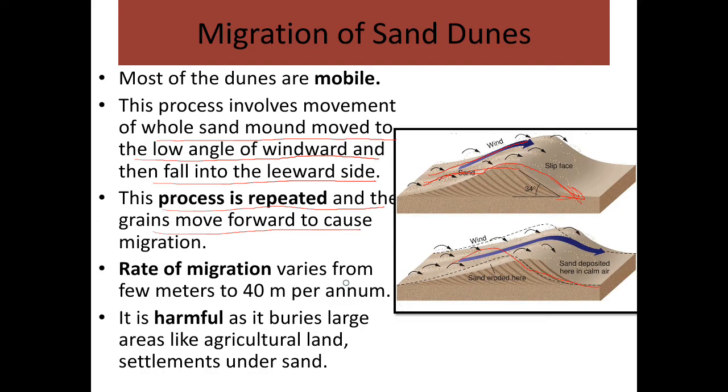The rate of migration varies from a few meters to 40 meters per annum, so it's a very slow process. It is harmful as it buries large areas like agricultural land and settlements under sand. So it's a very harmful process.